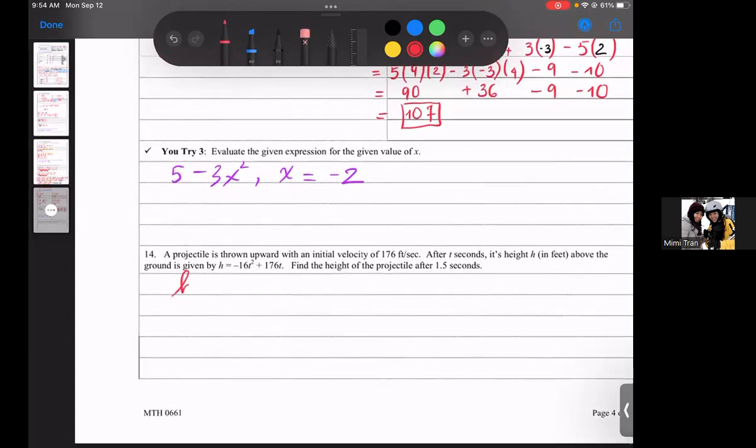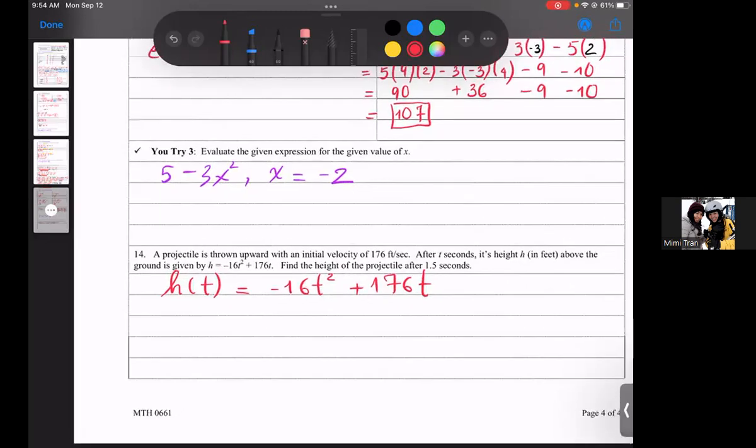All right, so this one, let me rewrite this. h of t is equal to negative 16t squared plus 176t. I want to find the height. So h is height, t is time. I want to find the height after 1.5 seconds. So what do I do? Yeah, all I do is plug in 1.5 for t. So h of 1.5 is equal to negative 16 times (1.5) squared plus 176 times (1.5).